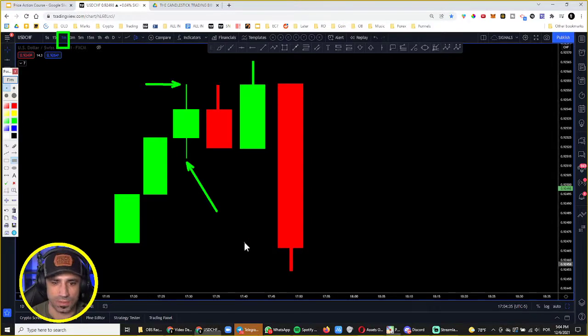Now the next one, if it opens here, because always after the red one, it always opens at the bottom. The green always opens at the top. So let's say it opened right here and shot up and came down. Now you end up with this sort of candle, okay?